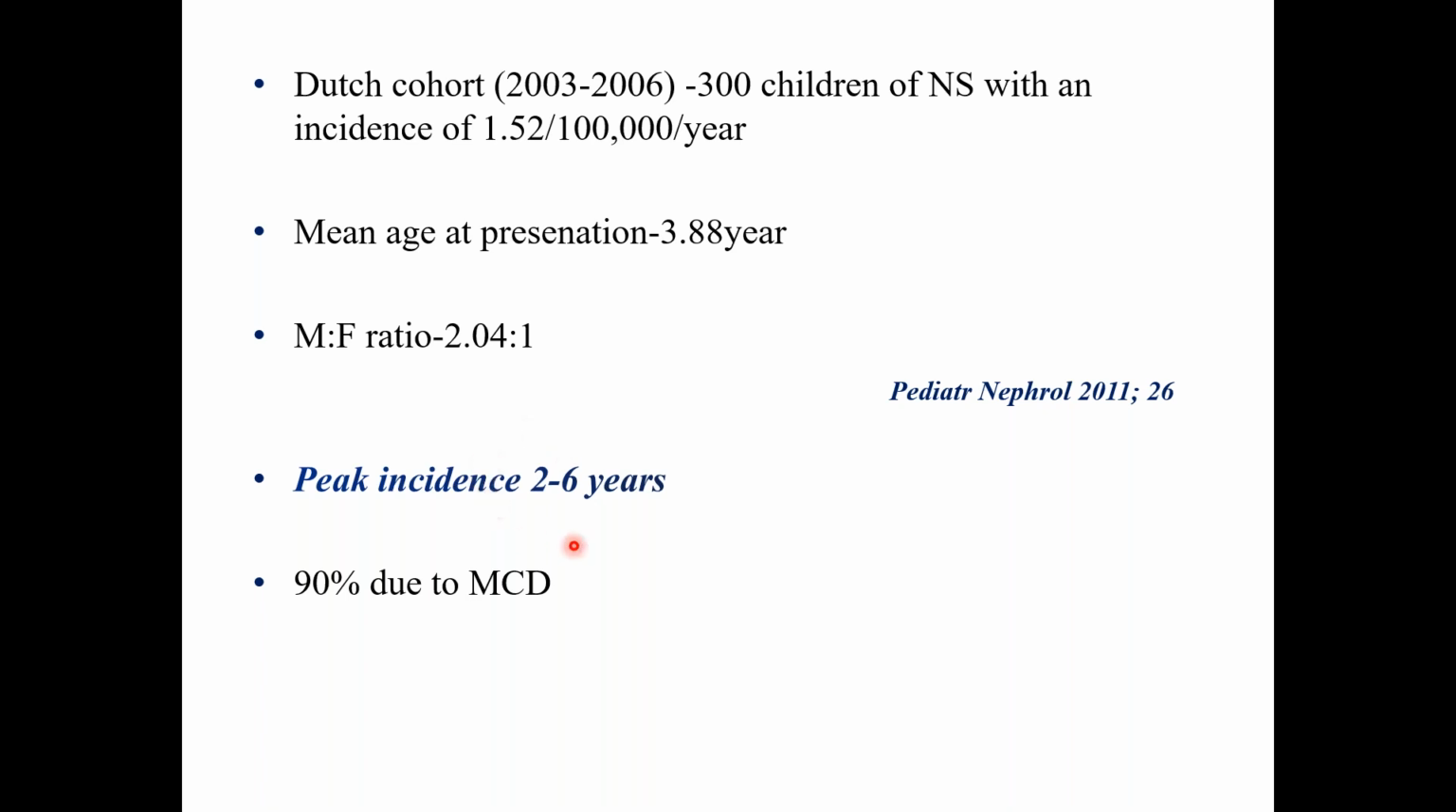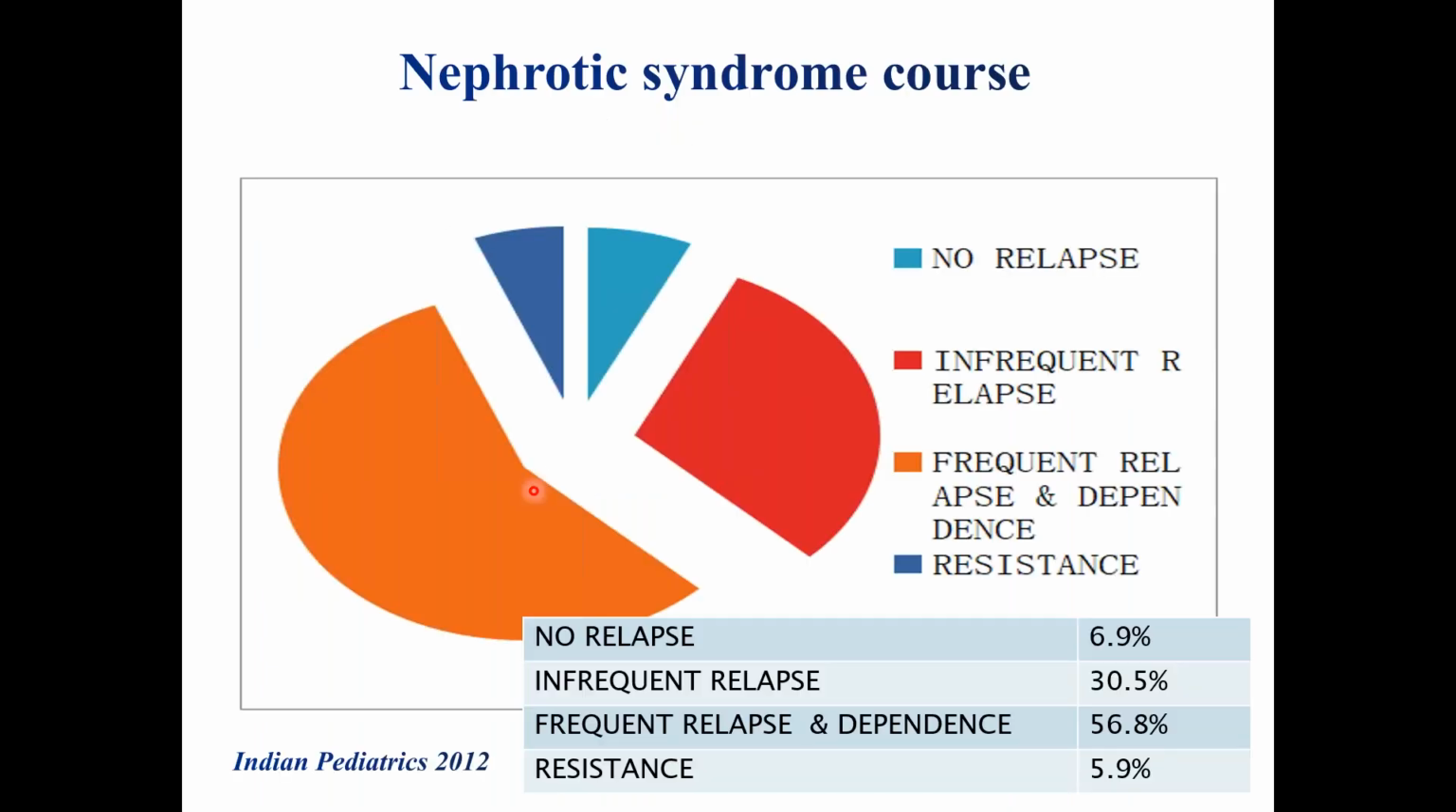And if you look at the peak incidence of this condition, it is between 2 to 6 years of age. And 90% of this disease is because of minimal change disease in the pediatric age group, unlike the adult population where membranous nephropathy is the most common cause of nephrotic syndrome.